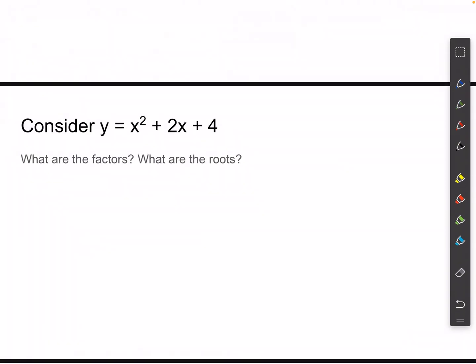First off, if you were to consider this polynomial right here, if you try to factor this, try to find the roots, you're not going to find anything. Two things that multiply to give you 4 and add to give you 2, there's going to be nothing there. So this is not going to cross the x-axis, therefore we say there's no real solution. There's no real root, right? But it turns out that there is a root. It's just in another numerical dimension. All right, so that's what we're going to unpack for today.